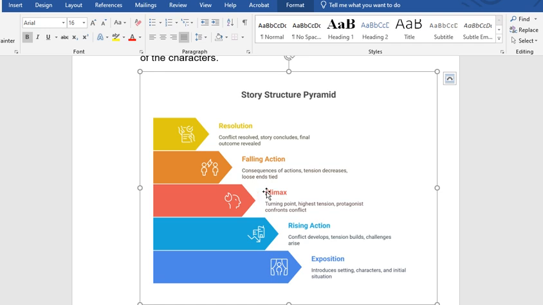So with the highest point of conflict, which is climax, a solution is sought. The protagonist will take some actions here that will reduce the tension. We now move to the falling action. Consequences of actions. Tension decreases, loose ends tied. Now the last stage is resolution or denouement. Conflict resolved, story concludes, final outcome revealed.